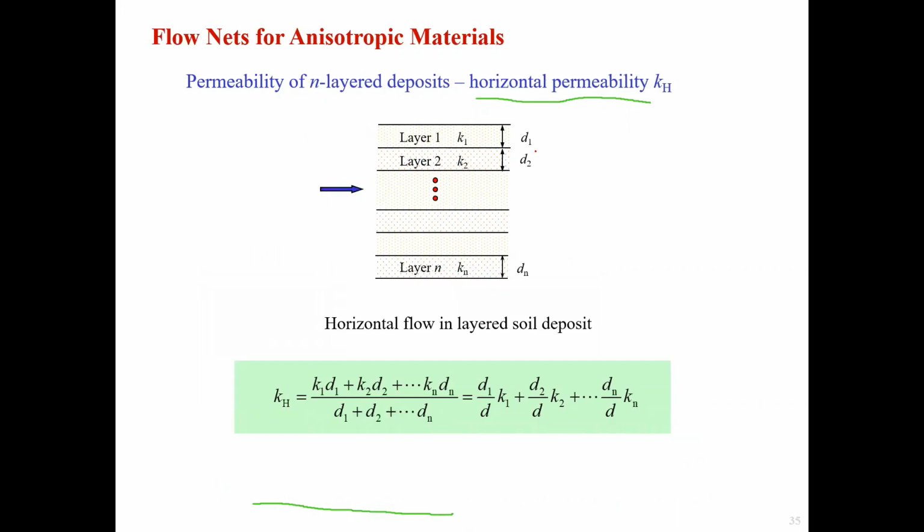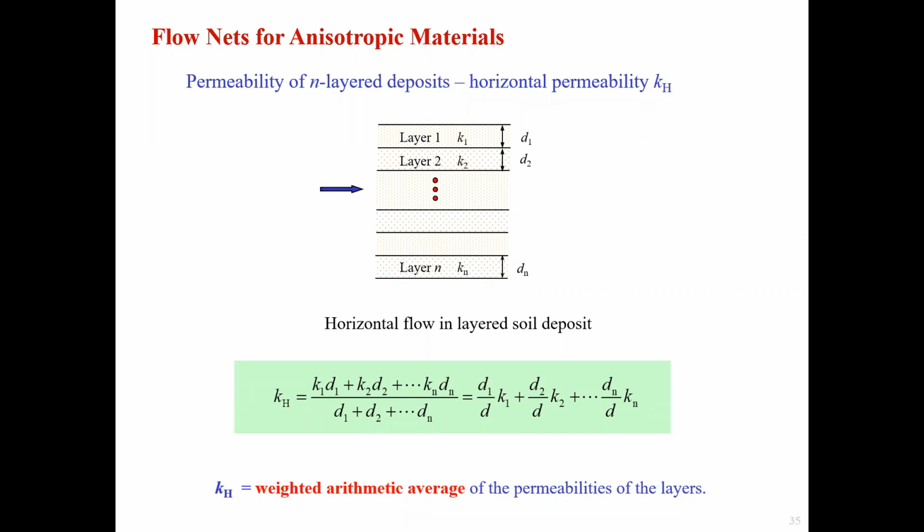Now, previously we considered the 2-layer system. This KH equation could be generalized to 3 layers, 5 layers, or even 10 layers. We just add another term. If 3 layers, then this will be D3 divided by D times K3. And also this KH will be the weighted arithmetic average of the permeabilities of the layers, whether 3 layers, 5 layers, or 10 layers. So this is one expression, the equivalent horizontal permeability.